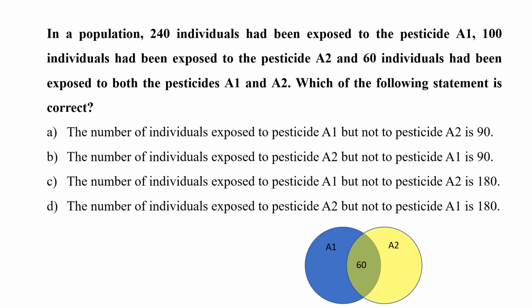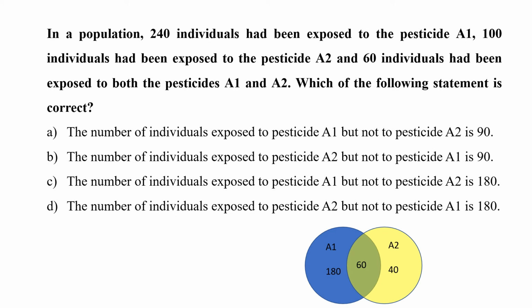So here we have 60 individuals who are exposed to both A1 and A2. Now let's say this blue circle is representing the ones that are exposed to A1, that is 240. This yellow is representing those individuals who are exposed to A2, that is 100 individuals. Now, those exposed specifically to A1 would be 240 minus this 60, so 180 individuals, and those exposed specifically to A2 would be 100 minus this 60 individuals. So we'll have a number of 40.